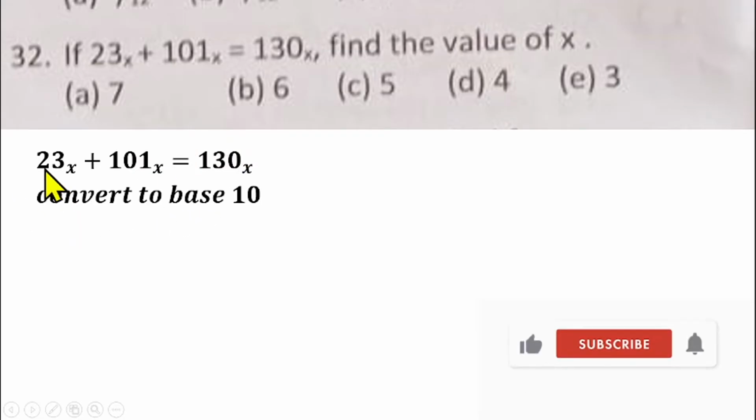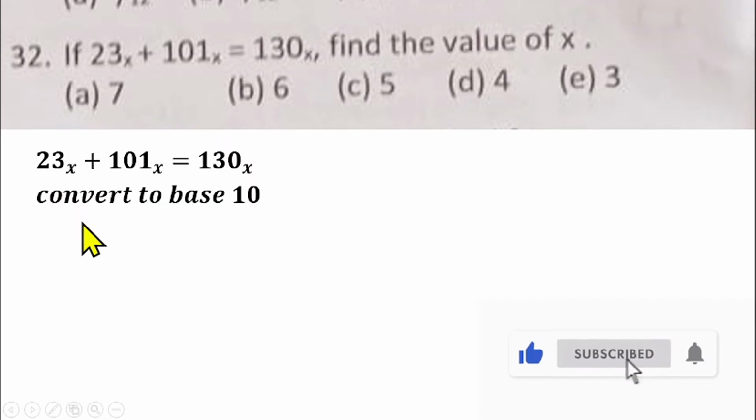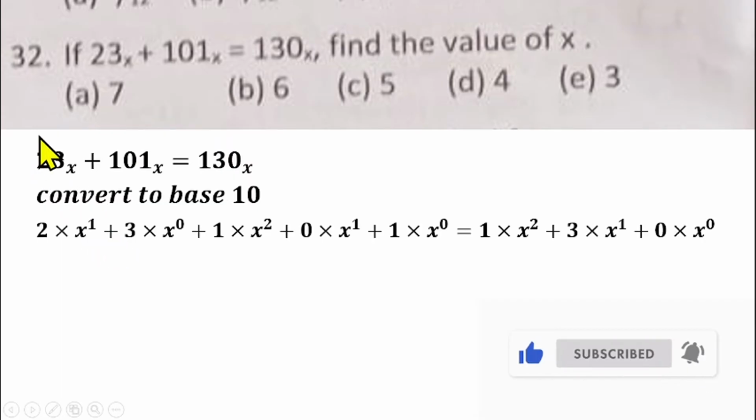And if you expand, you'll be having 2 times s raised to power 1 plus 3 times s raised to power 0, then plus 1 times s raised to power 2 plus 0 times s raised to power 1 plus 1 times s raised to power 0, which equals 1 times s raised to power 2 plus 3 times s raised to power 1 plus 0 times s raised to power 0. So we have been able to expand this now by converting it to base 10.